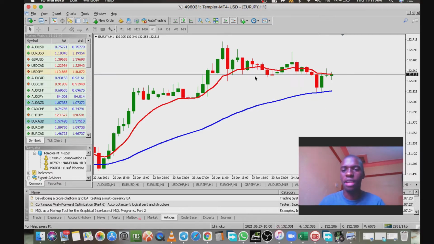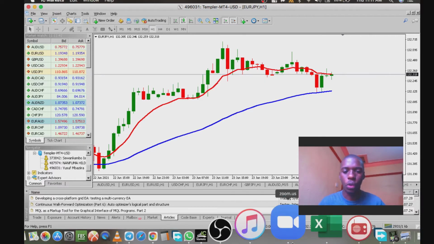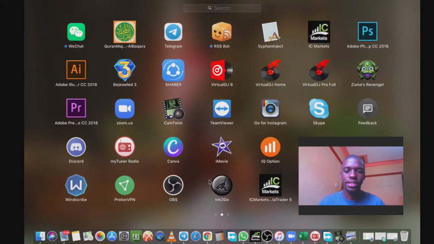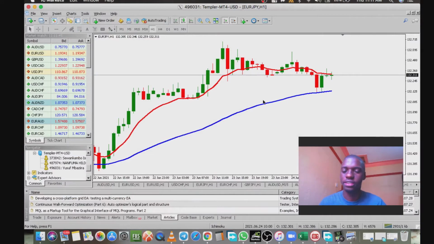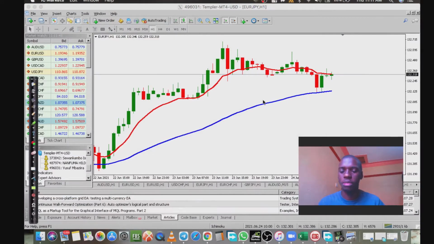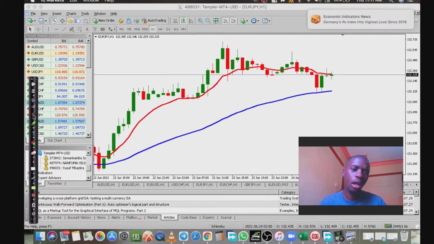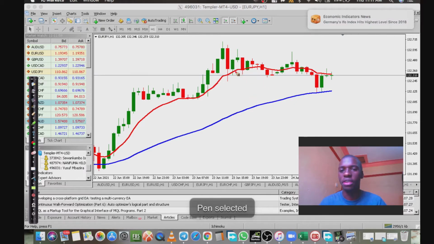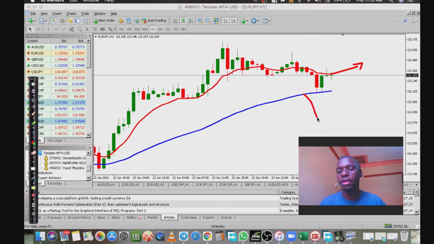Now, this is the moving average which we are currently seeing. For instance, let me first get onto this tool to help us show everything in this video. This red line that you see that continues, this one, is the moving average, and this one is also another moving average.